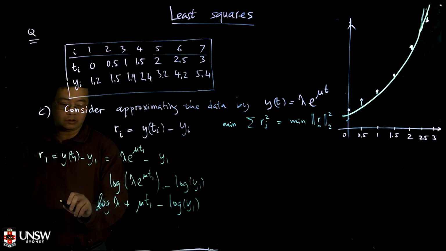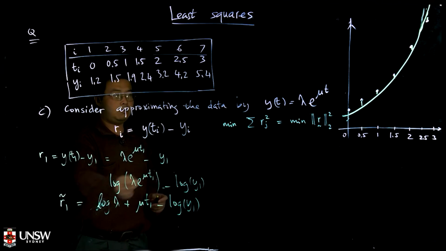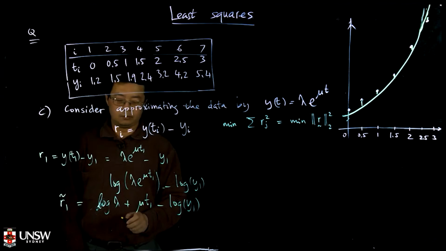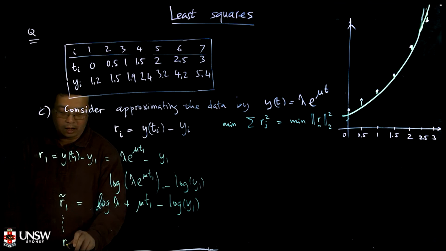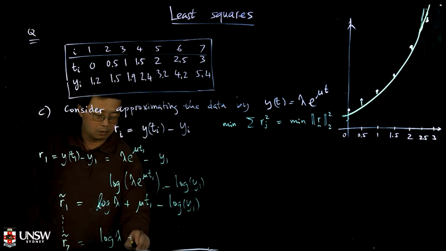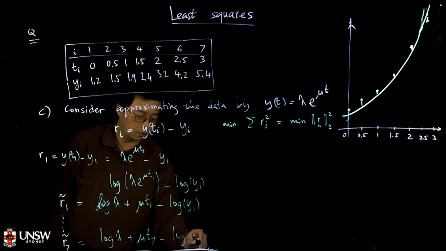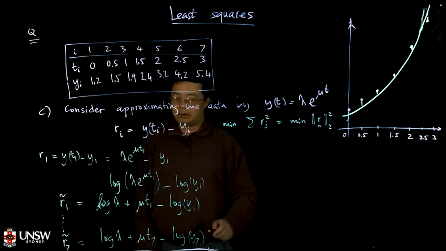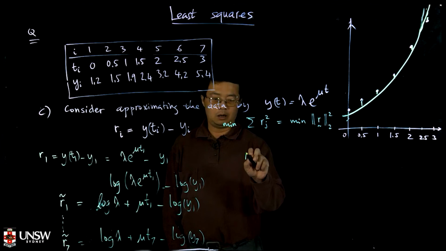And now you will minimize this residual. This one is not the same residual as before, but still when you minimize this, you minimize the original residual, okay. And then similarly you can have up to R7, which is the logarithm of lambda plus mu t7 minus the logarithm of y7. And now you can see that you can rewrite this as an equation in terms of column vectors of residual.